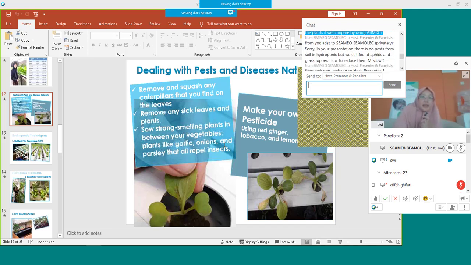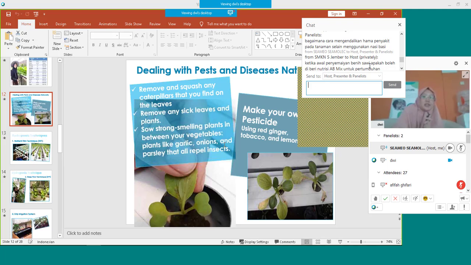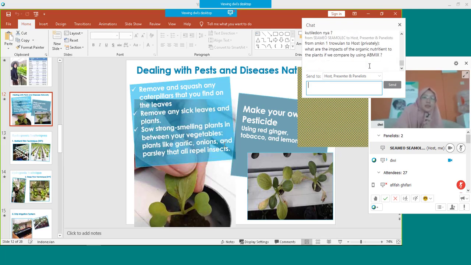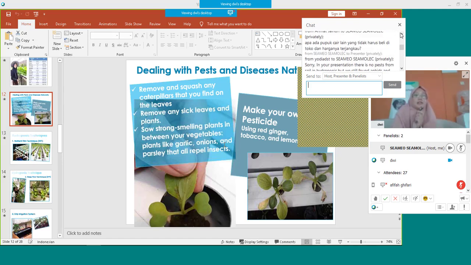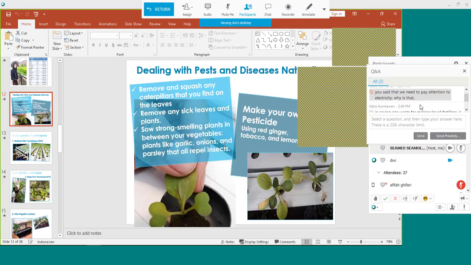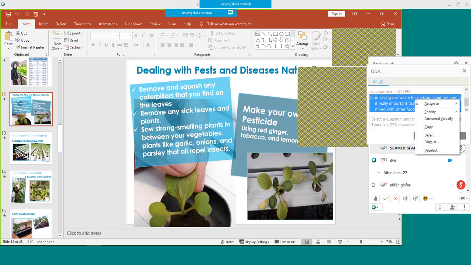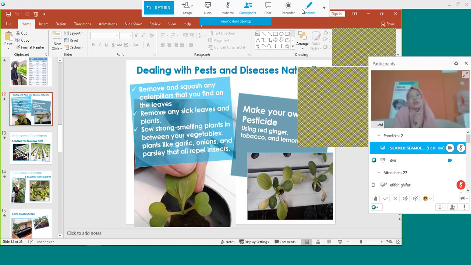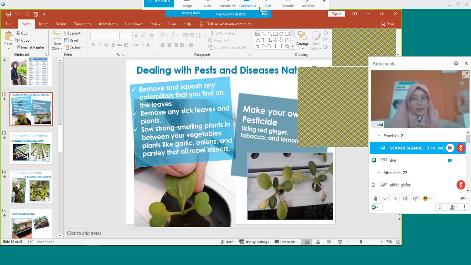We can use it, and we can make our natural pesticide, organic pesticide, using ginger, tobacco, and lemongrass. We can boil it together and then filter those, and we can spray those liquid onto the plant.